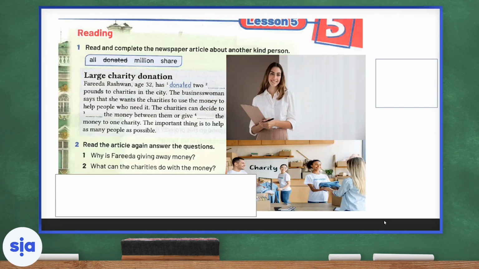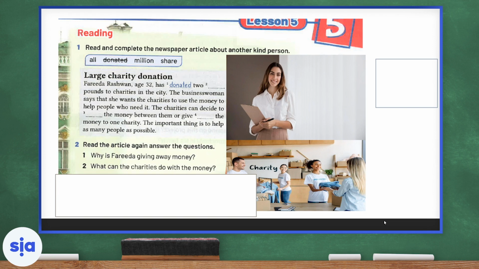Let's get started. Okay, now for number 1, I'd like you to read and complete the newspaper article about another kind person. Let's read together. The words in the word box are all, donated, million, and share. Of course, the first one is done for us, so let's read and try to guess the missing words in the newspaper article. Large charity donation. Farida Rashwan, aged 32, has donated 2 blank pounds to charities in the city.